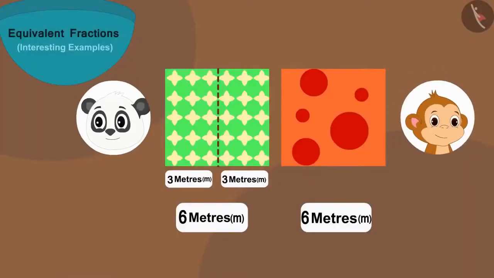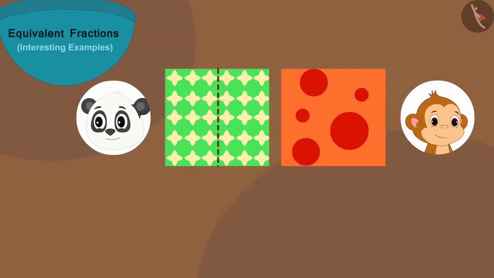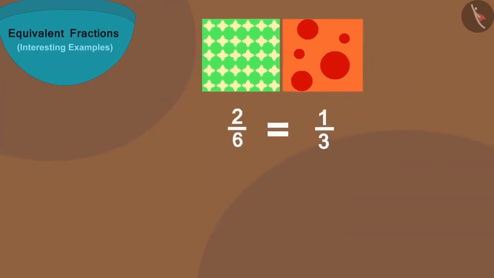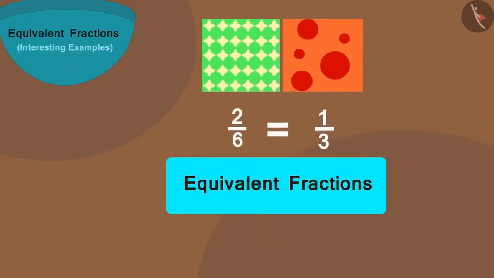Here the lengths of Babban and Golu's cloths are the same. And 1/3 of Babban's cloth is equal to 2/6 of Golu's cloth. Therefore, these fractions are equivalent fractions.